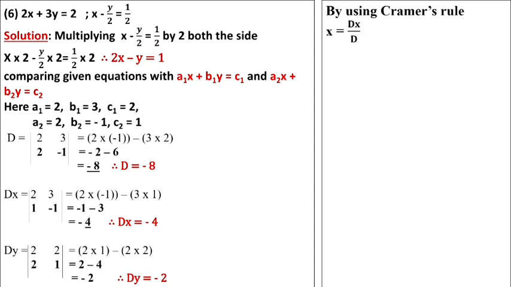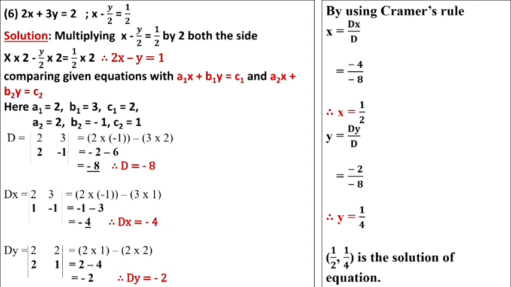X equal to dx upon d. So dx value is minus 4 upon minus 8. Minus minus cut, 4 1 is 4, 4 2 is 8. So x value is 1 upon 2. Same way y equal to dy upon d. Dy value is minus 2 and d value is minus 8. Minus minus cut, 2 1 is 2, 2 4 is 8. So the answer is y is 1 upon 4. So 1 upon 2 and 1 upon 4 is the solution of the equation.